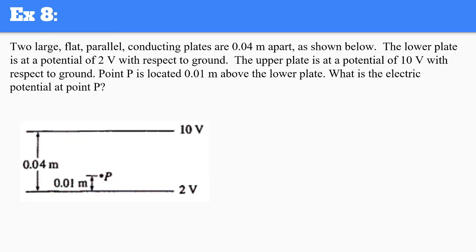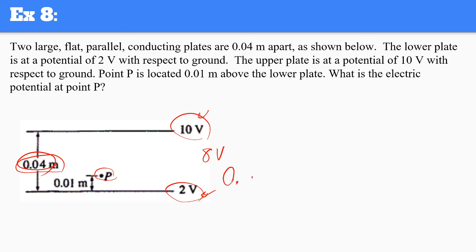All right, the last question. So this time you basically have 2 volts and 10 volts, and they tell you the separation in between them is 0.04 meters, and then they're asking for what is the potential at point P, which is 0.01 meters away. So in this case, we basically try to figure out the pattern. So it's going from 2 volts to 10 volts, so that means the change is 8 volts. And what is the distance for us to make that change? It's 0.04 meters.